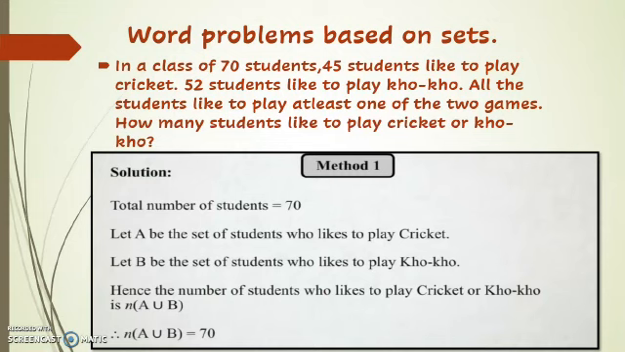There are two methods of solving this. Method 1. Total number of students equals 70. Let A be the set of students who like to play cricket. Let B be the set of students who like to play Kho-Kho. Hence, the number of students who like to play cricket or Kho-Kho is A union B. So, number of elements in A union B equals 70. That is the total number of students.